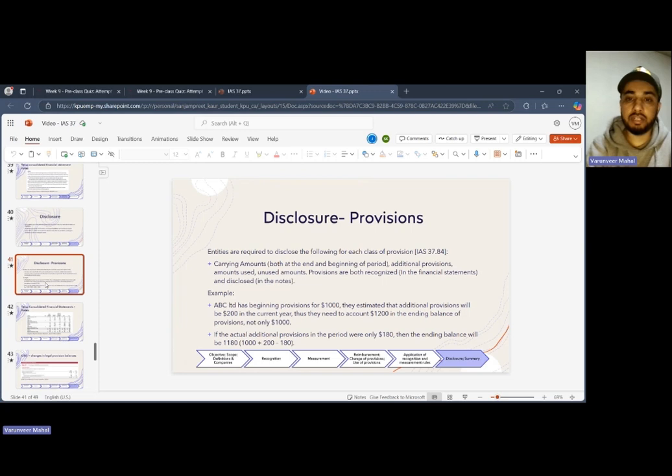For provisions, entities are required to disclose each class of provision, including the carrying amount at the beginning and the ending of the period, additional provisions, any amounts used, or any unused amounts reversed. And then provisions are both recognized in the financial statements as well as disclosed in the notes. Here's an example which shows the beginning balance of provisions, and then there were some additions in the year, and then the ending balance of $1,200.